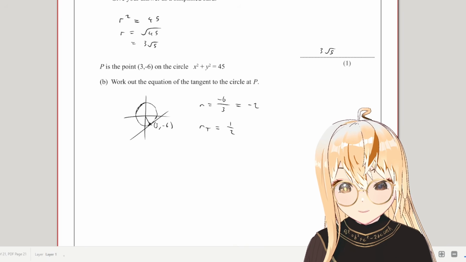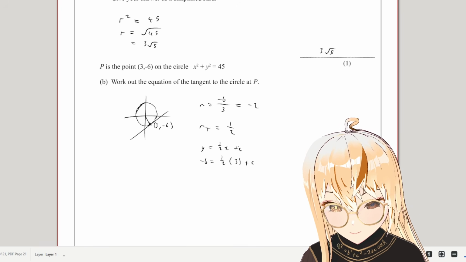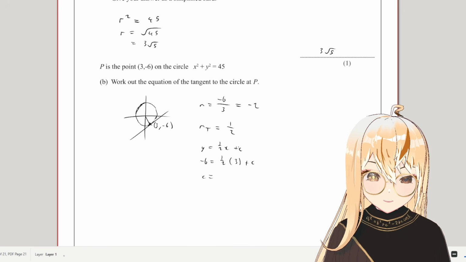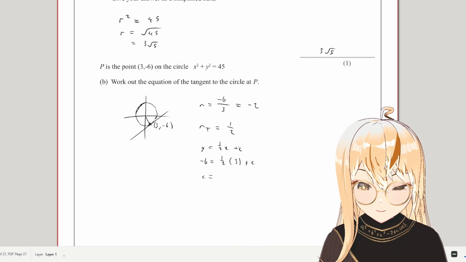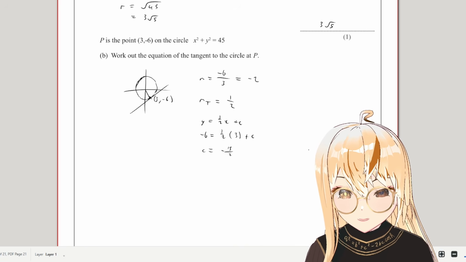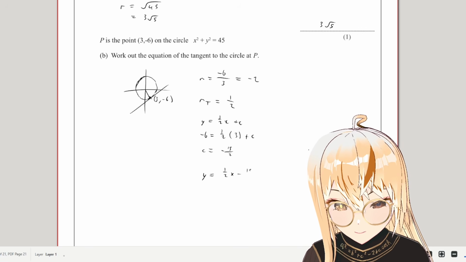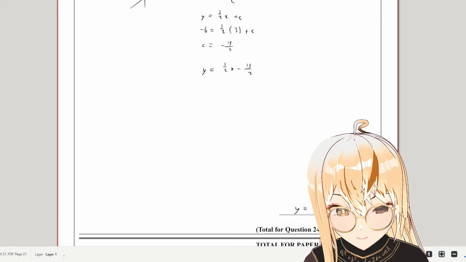And then finally, y equals mx plus c. That would mean c is minus 6 minus 3 over 2, minus 15 over 2. So our final equation of our tangent is y equals half x minus 15 over 2. And that's all of it.